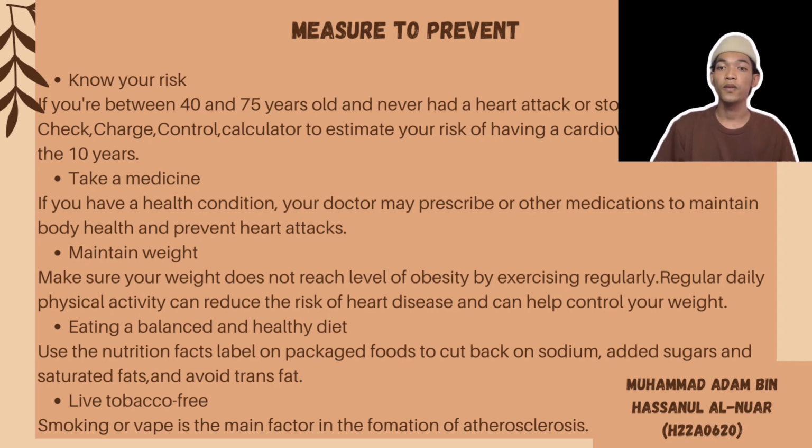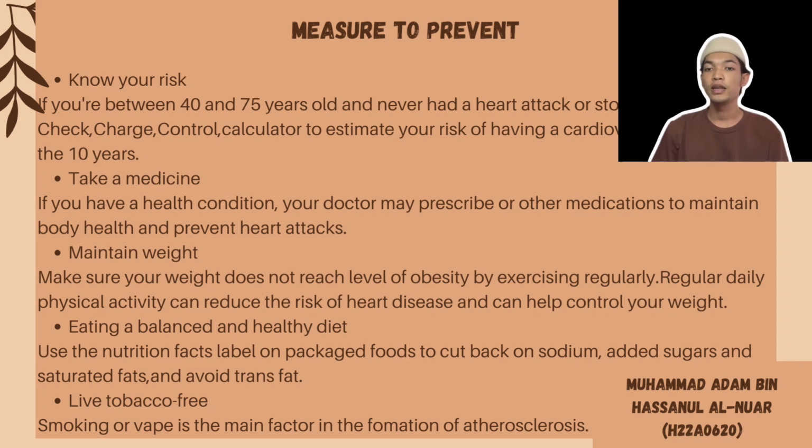If you are between 40 and 70 years old and have never had a heart attack or stroke, use our risk calculator to estimate your risk of having a cardiovascular event in the next 10 years. Certain factors can increase your risk, such as smoking, kidney disease, or a family history of early heart disease. Knowing your risk factors can help you and your healthcare team decide on the best treatment plan for you. Many risk factors can be improved with lifestyle change.